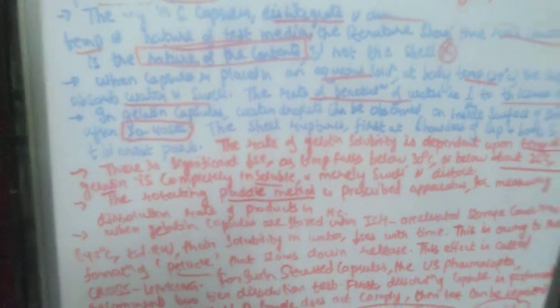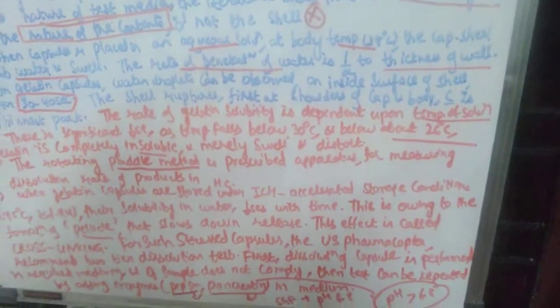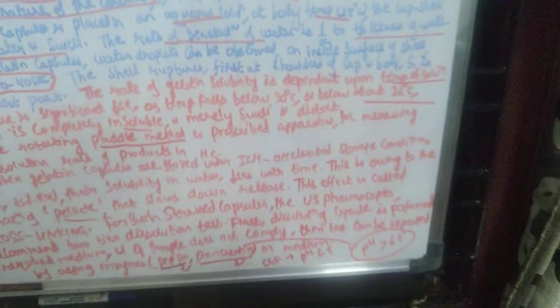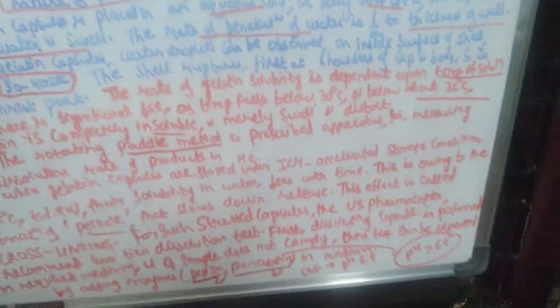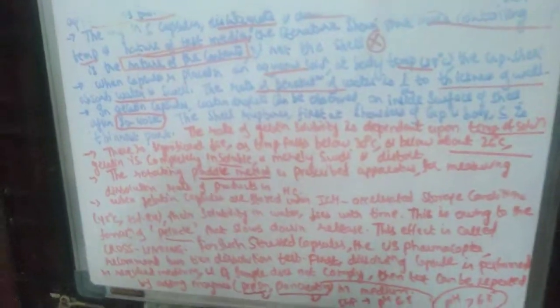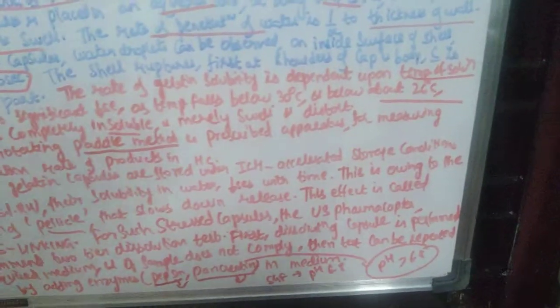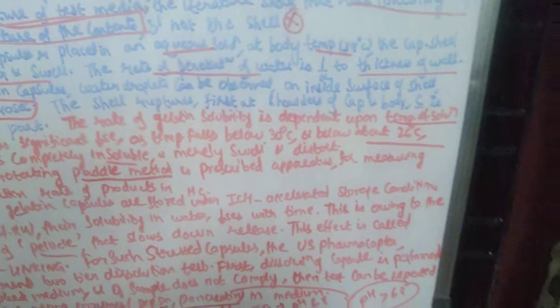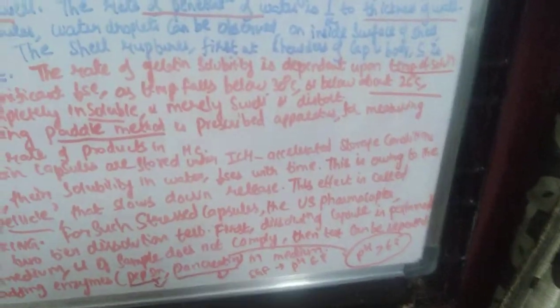So when gelatin capsules are stored under such accelerated storage conditions, such as 45 degrees centigrade and 75% relative humidity, their solubility decreases with time. This is due to the formation of a pellicle that is slowing down your release, and this effect is known as cross-linking. So for such test capsules, the US Pharmacopoeia recommends a two-tier dissolution test. First the dissolution is performed in the required medium, and if the sample does not comply, then the test can be repeated by adding enzymes such as pepsin and pancreatin.